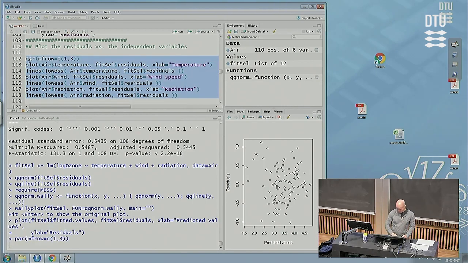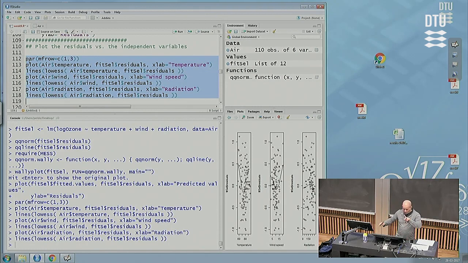Here I do what I suggested as a new thing. I plot the residuals from my fit versus each of the 3 individual x's.